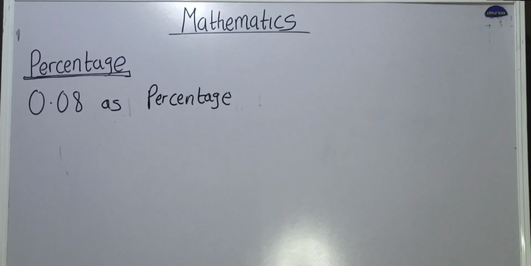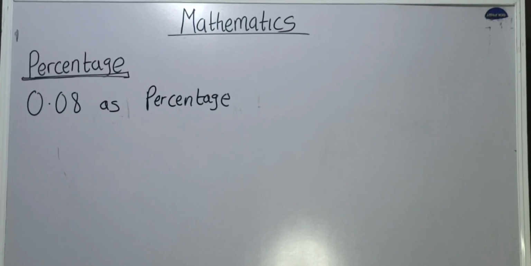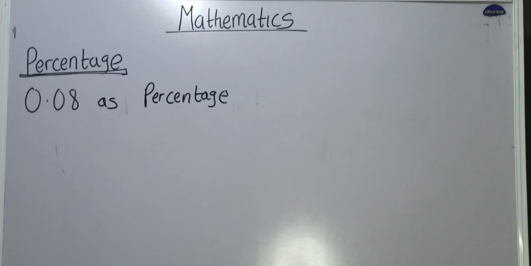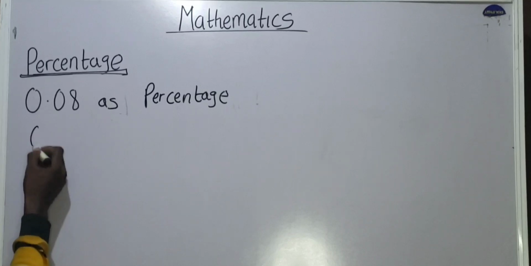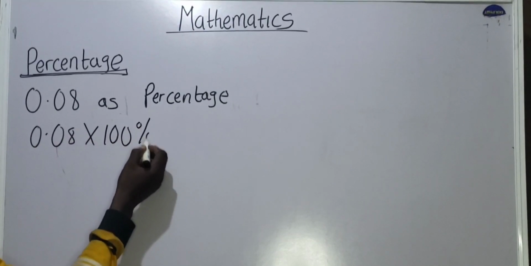I want you to take note of this point. Anytime you are converting a decimal number to percentage, you are going to multiply the decimal number by 100. Do you understand? So for this, I'm going to have 0.08 multiplied by 100%.